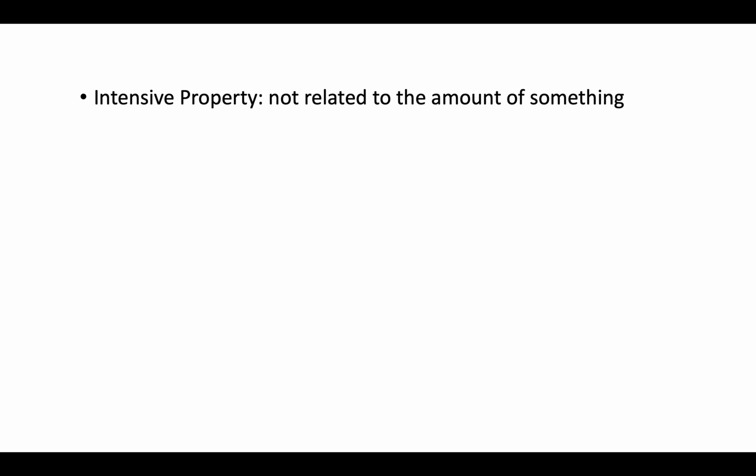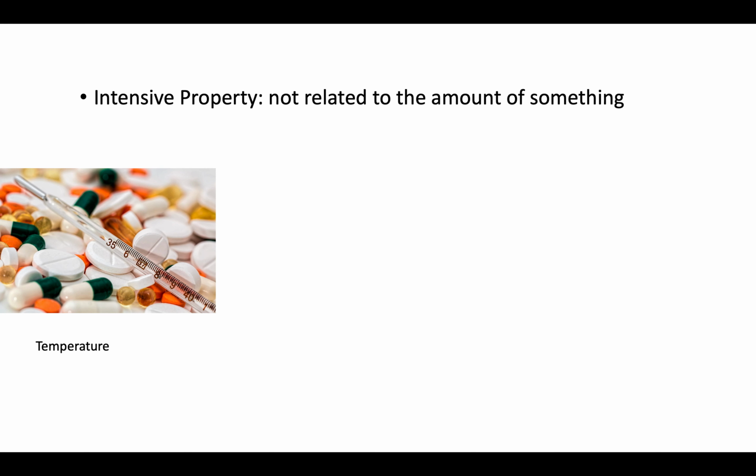On the other hand, you have intensive property, which means it's not related to the amount of something. And there are lots of examples for this. For example, temperature, right? If you have a glass of water and you measure the temperature first, let's say it's 20 degrees C. If you pour out half, in this case you have less of it, but you still have the same temperature, right? So it's not related to the amount of this thing.